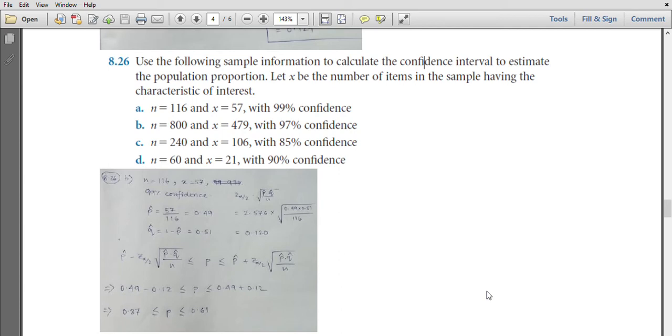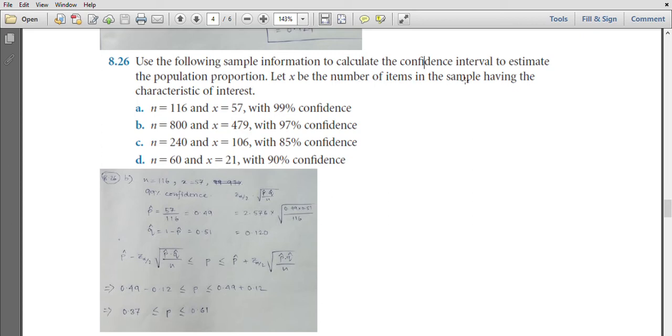The problem statement is as follows. Use the following sample information to calculate the confidence interval to estimate the population proportion. Let X be the number of items in the sample having the characteristic of interest. Now this is a slightly different problem than the first one that we did. We are given the sample size, small n, which is 116. We have X, the number of items in the sample having the characteristic of interest, as 57, and we have 99% confidence. Now what do we understand from this one?